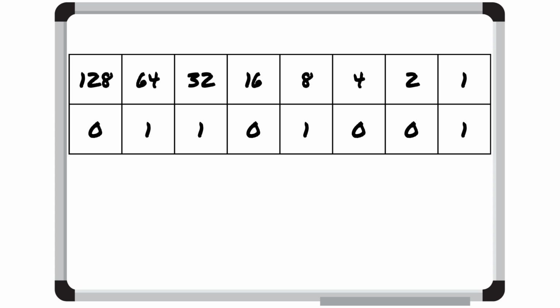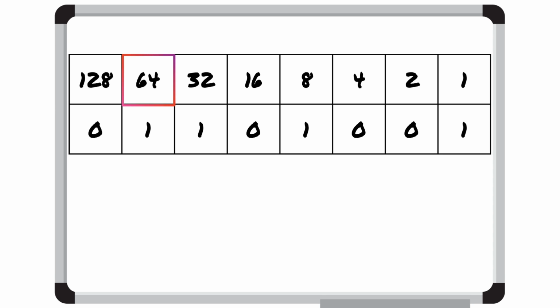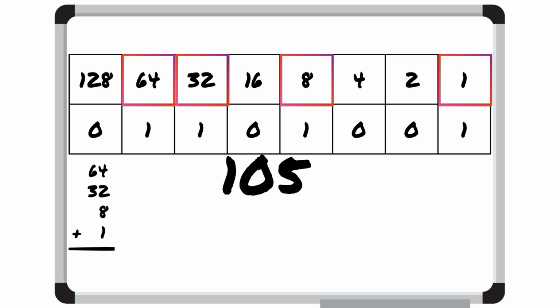To do this, we want to know which place values have a 1 underneath them. The values we need from this example are 64, 32, 8 and 1. So let's write those numbers down. And now we just add them together and we get 105. So using the place values, we have converted the binary number 011010001 and found that it represents the decimal number 105.